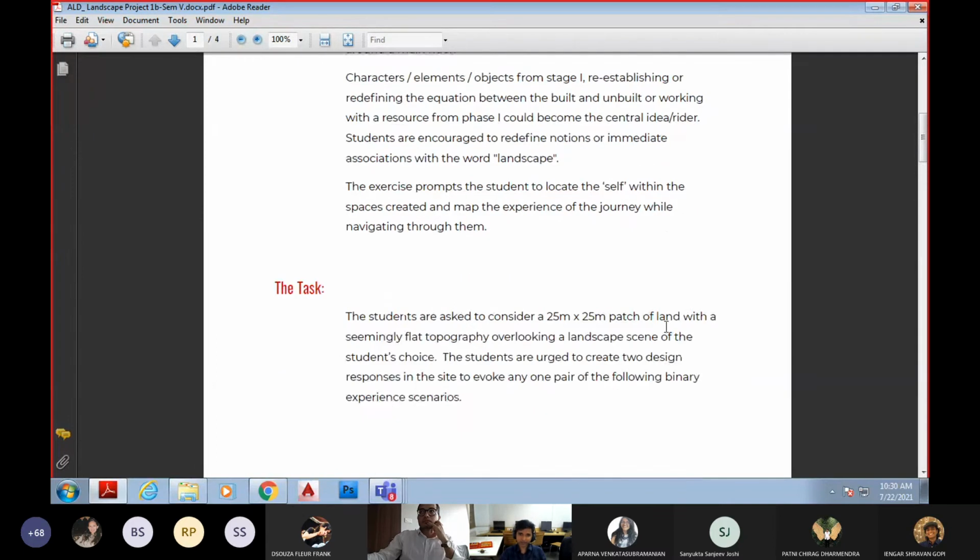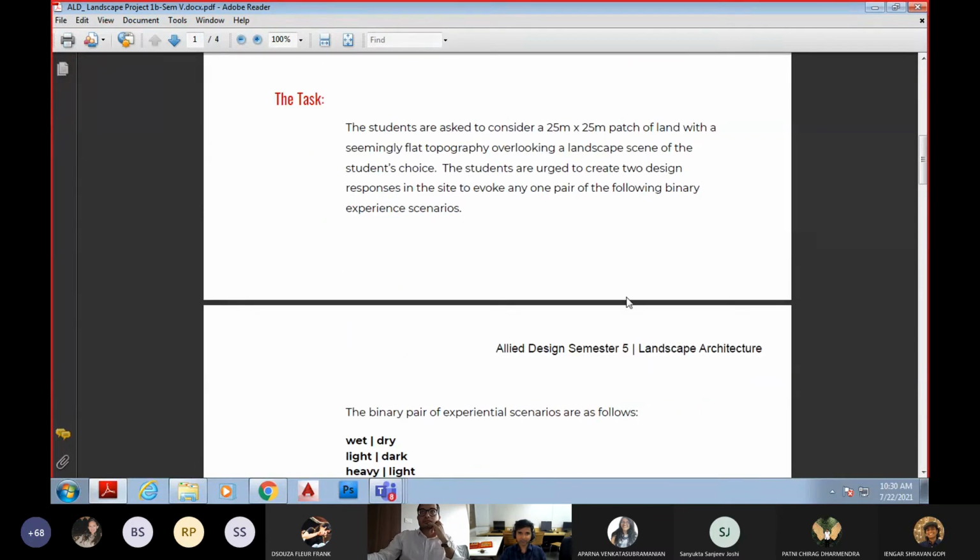Now, how does that work? The task on your screen asks you to consider a patch of 25 meters by 25 meters. It's not necessary that you take the entire 25 by 25. If somebody wants to take a 5 meter by 20 meter stretch, that's also possible. You are asked to consider a 25 by 25 meter patch of land in a seemingly flat topography, which overlooks a landscape scenery. We specify the landscape scenery because it gives a visual context to the landscape that you want to design.